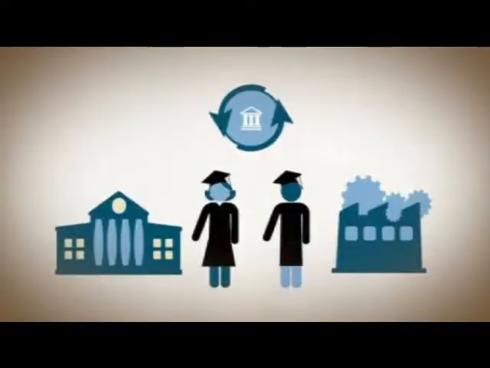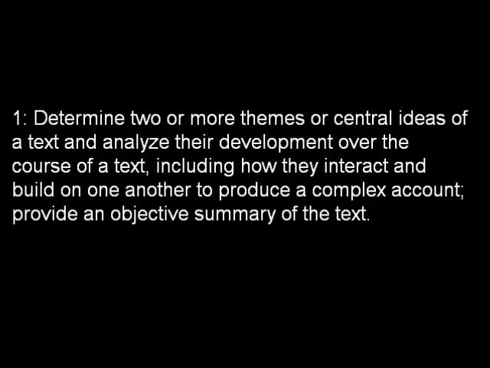In accordance with New York State's ELA Common Core Learning Standards for grades 11 through 12, the following established goals will be achieved. 1. Determine two or more themes or central ideas of a text and analyze their development over the course of the text, including how they interact and build on one another to produce a complex account. Provide an objective summary of the text.